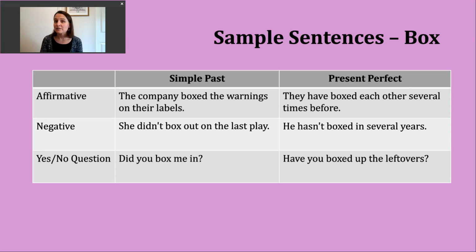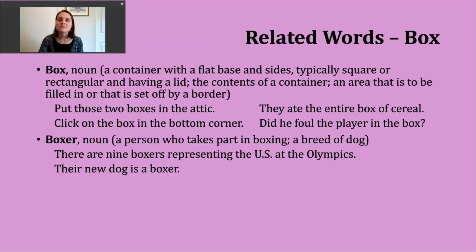If you want to make a yes or no question in the present perfect, start with have or has, then you'll have your subject, and then the participle form of the verb. Have you boxed up the leftovers? Right? So this might be a question that you asked to a server in a restaurant because you enjoyed your meal, but there was too much to eat, and you want to make sure you can take it home with you.